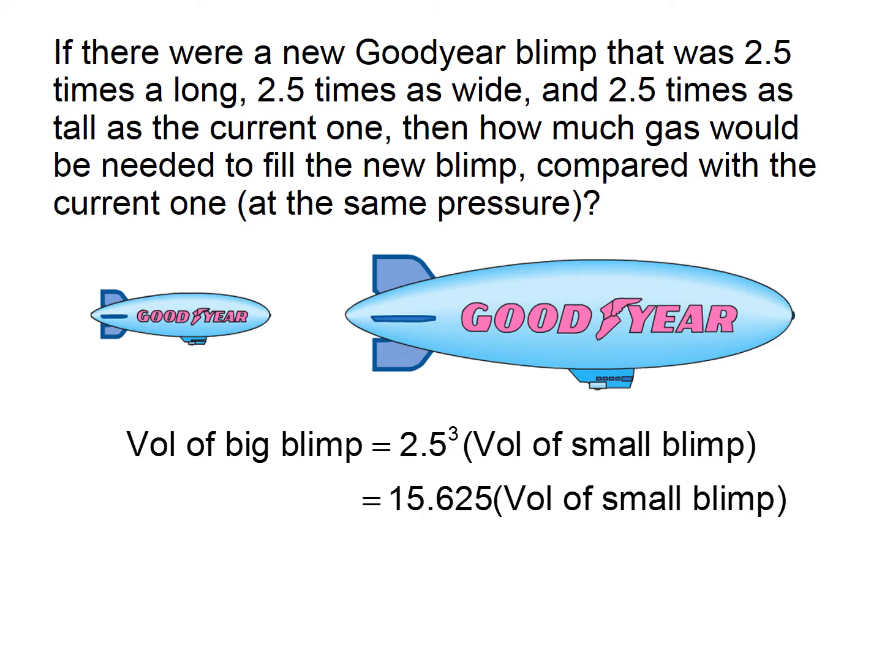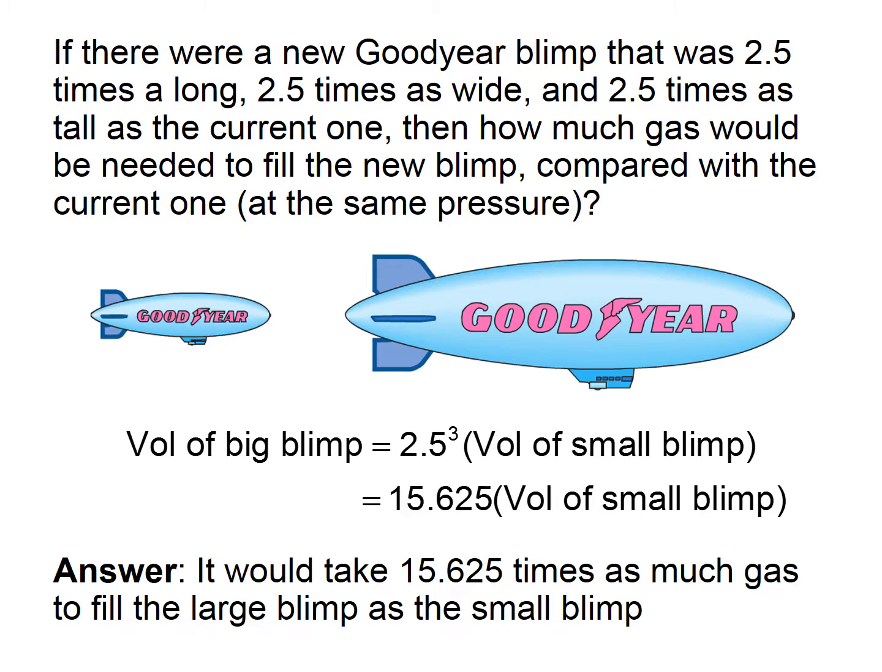So 2.5 cubed comes out to be about 15.6. And so our final answer is that it would take about 15.6 times as much gas to fill the large blimp as the small blimp. So a lot more than just 2.5 times. It would take about 15.6 times as much gas.